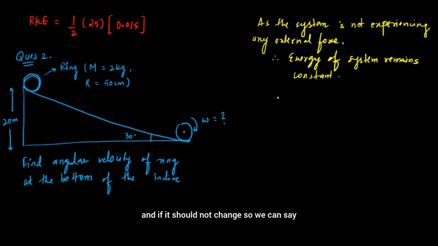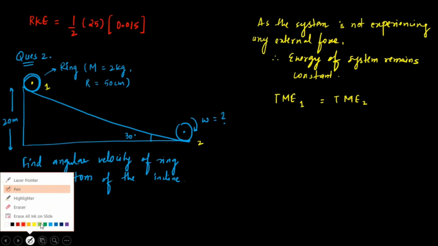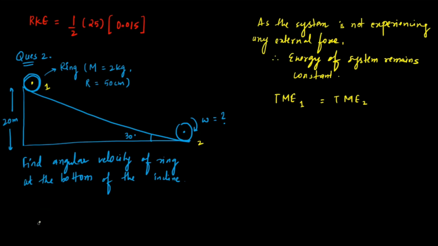And if it should not change, we can say that the total mechanical energy at this point, let me say point 1, must be equal to the total mechanical energy at point 2. Now just think about it and tell me, at point 1, which energy must this ring possess? Which kind of energy does it have at point A?